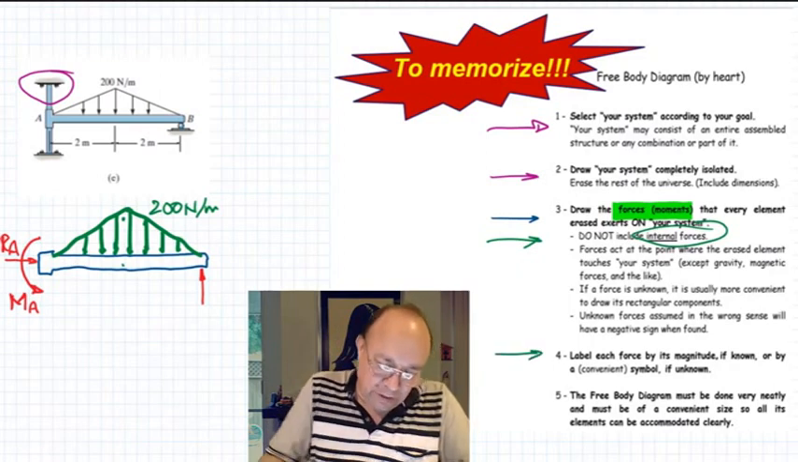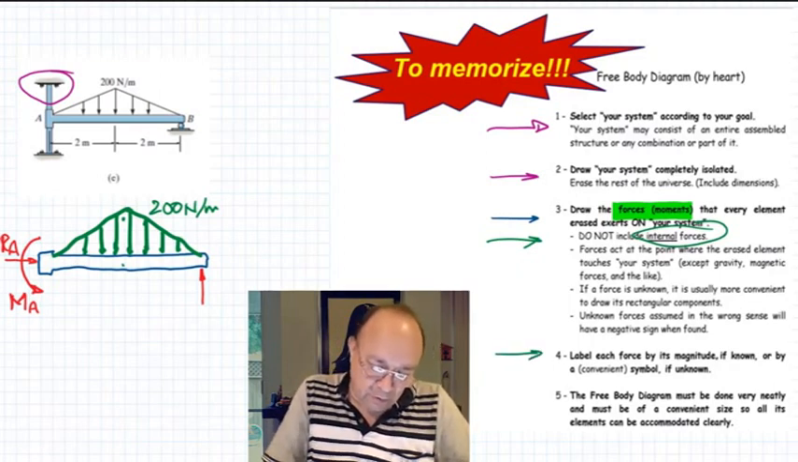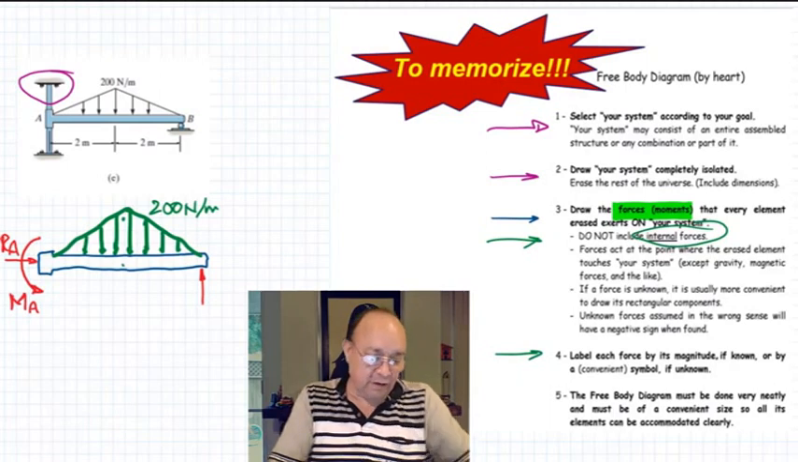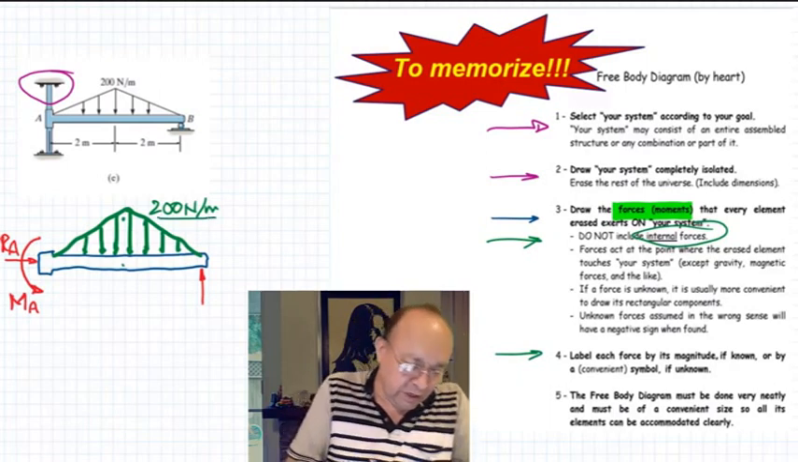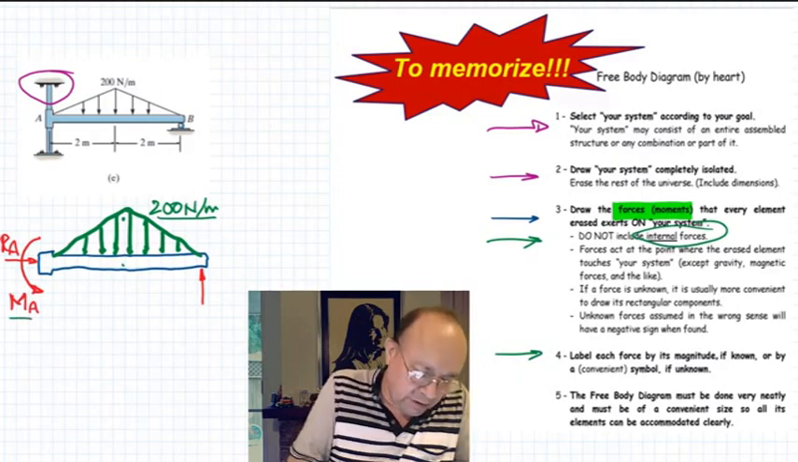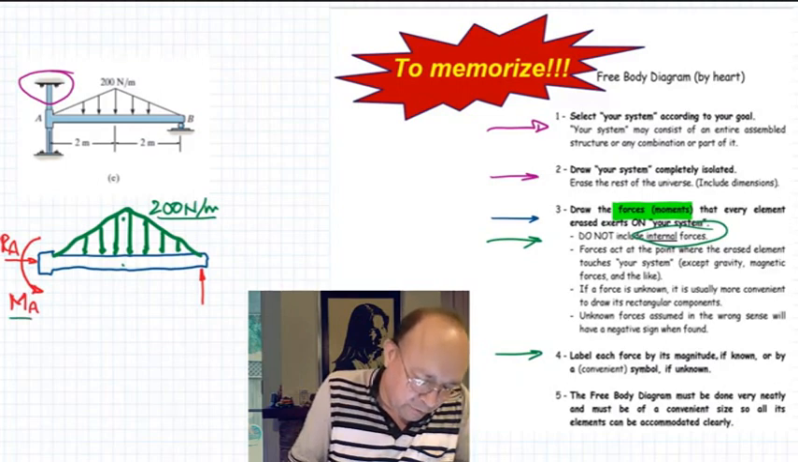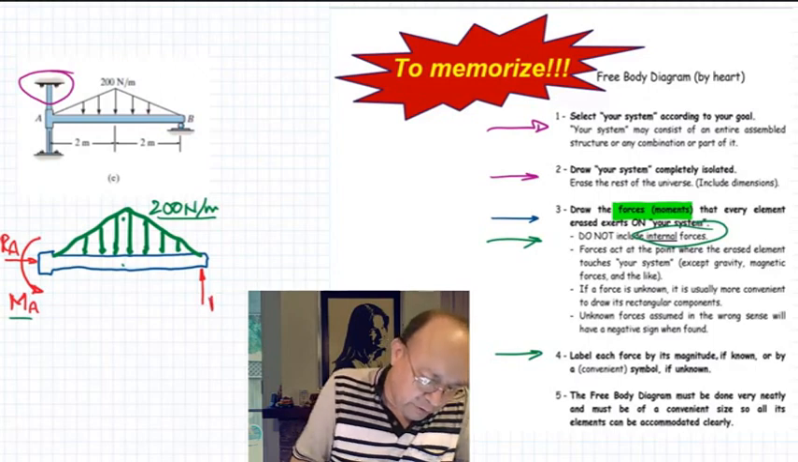Here, label each force by its magnitude if known, or by a convenient symbol if unknown. This one is the only one that we know, 200 newtons per meter. So we put labels to the forces. This one here on the point B, we should call it R sub B. It will be more convenient to call this R sub B.